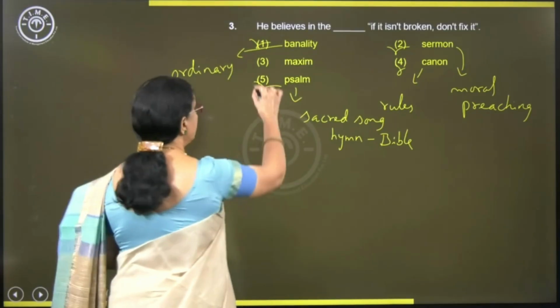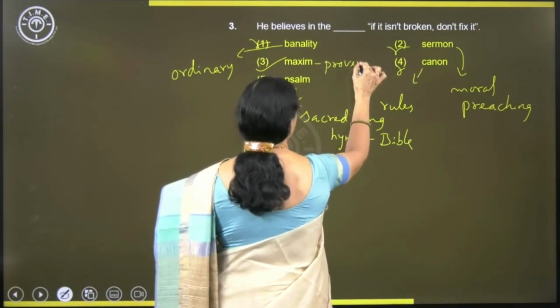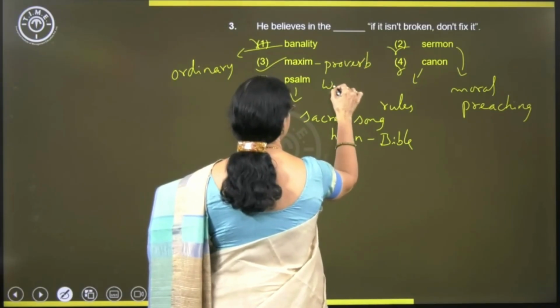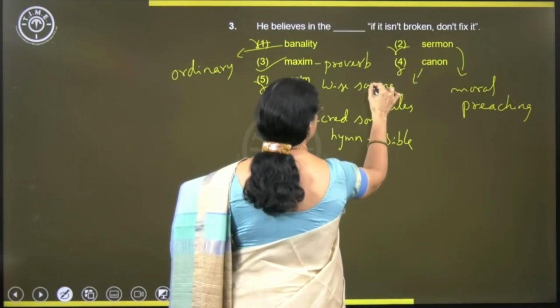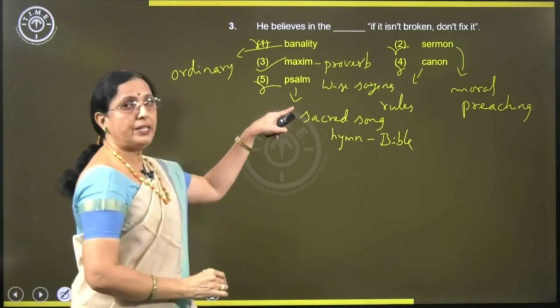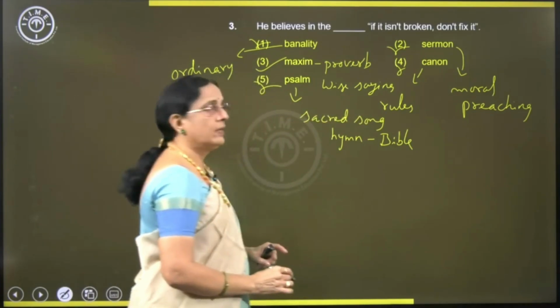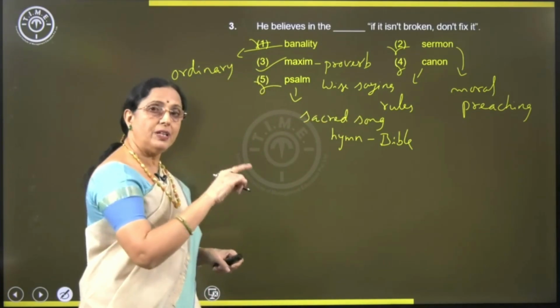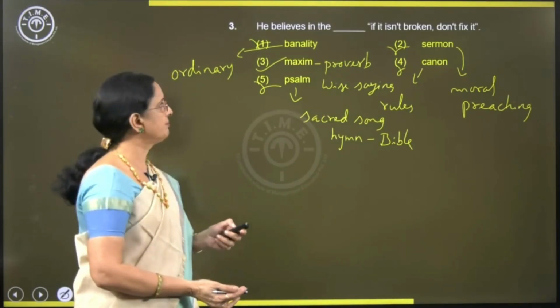Maxim. What's a maxim? Maxim is a proverb, or you say wise saying. So, we got the word saying. He believes in the saying. We got that word. So, it is wise saying, close to the word. So, always try to fill the blank with your own word. So, our answer is 3.